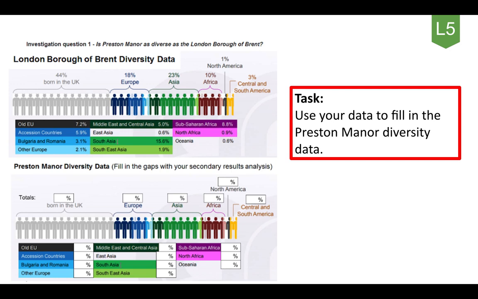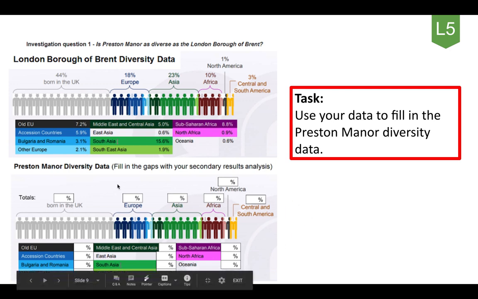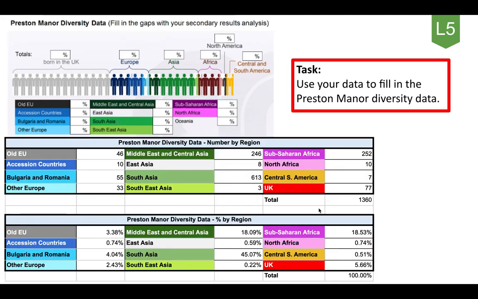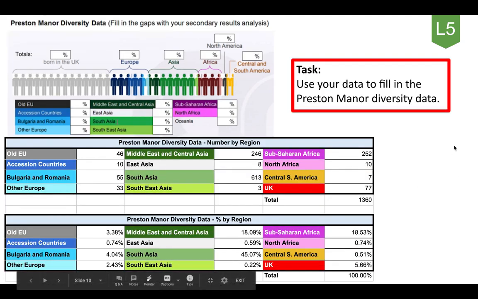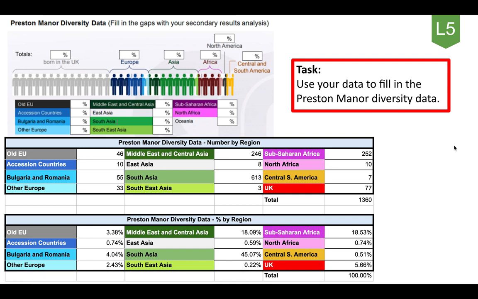Our results from our secondary data analysis. Okay, and this is where we get to compare two pieces of secondary data. One is completely secondary and we haven't had anything to do with it. It is the data from the London Borough of Brent. The second piece of data is secondary data from our school, our diversity data, and you've done these calculations, okay, and your calculations should have looked something like this by the end of it. Okay, this is how they should have come out.